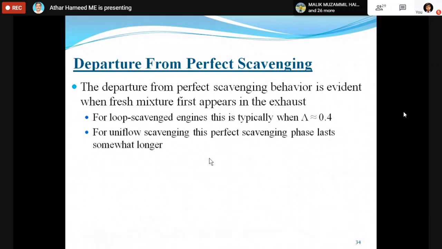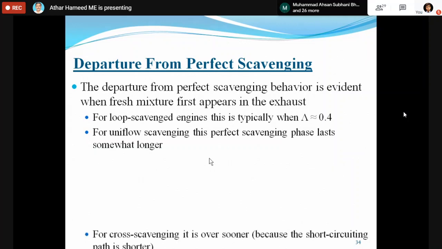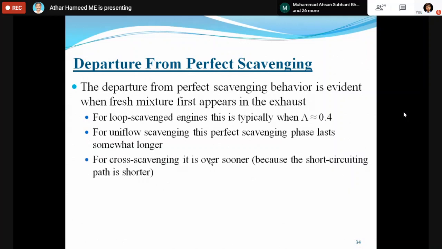Then for uniflow scavenging, this perfect scavenging phase lasts somewhat longer. You know that in uniflow scavenging, the fresh mixture comes from one side and pushes out the gases to the other side. Therefore, this perfect scavenging phase lasts somewhat longer. For cross scavenging, it is over sooner because the short circuiting path is shorter.